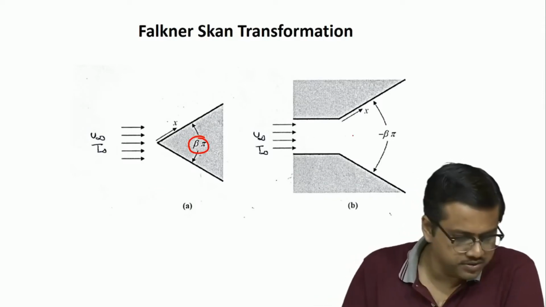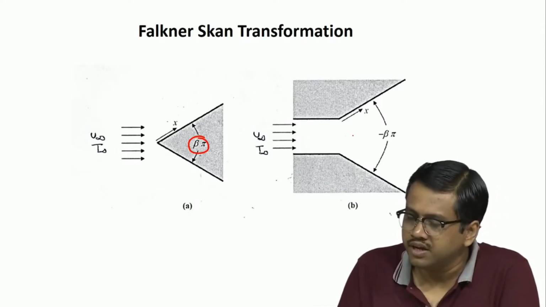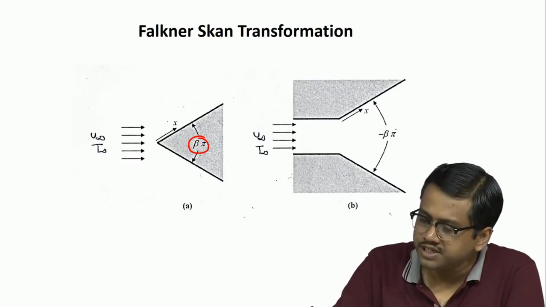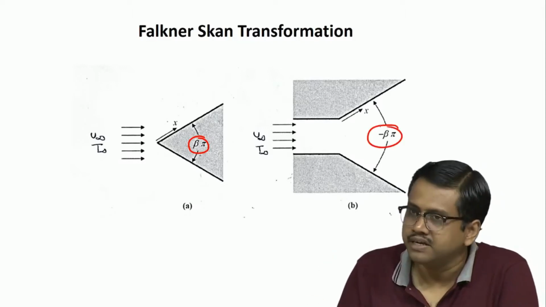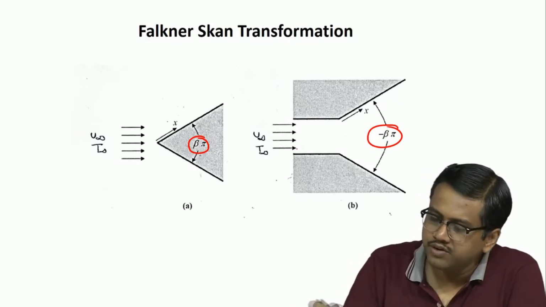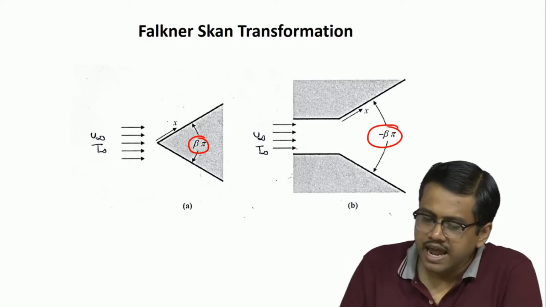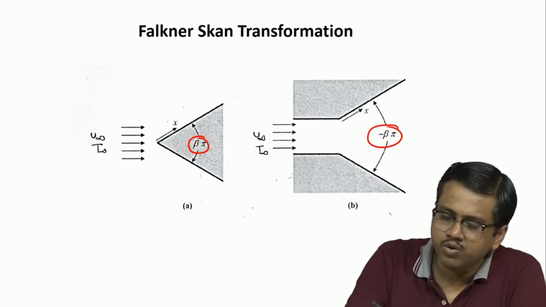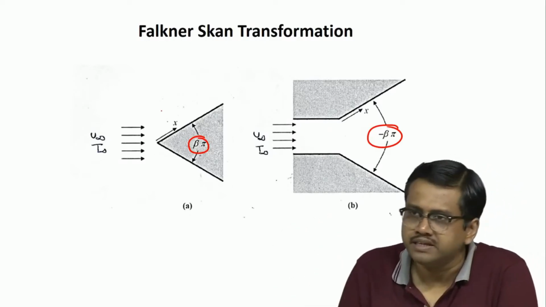Whereas the other part that you see, this is also another wedge, where the flow is a little bit diverging. This is minus beta pi. This is the direction of x. It is still u infinity, T infinity. And these angles can be anything that you want.